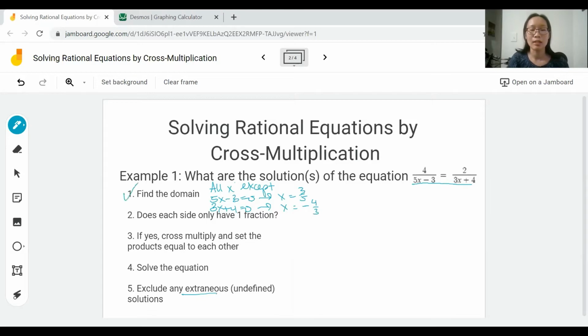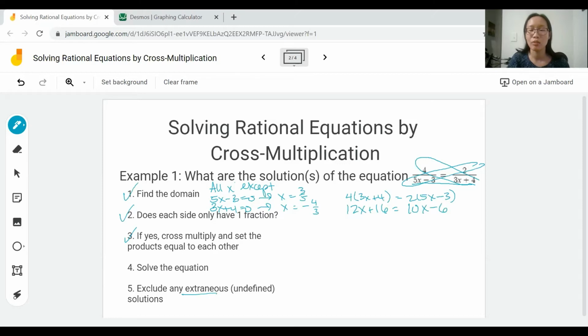Second, I'm going to ask, does each side only have one fraction? My left side is one fraction and my right side is one fraction, so that's a yes. If it's a yes, I can cross multiply. So that means 4 times the 3x plus 4 is going to be equal to 2 times the 5x minus 3.